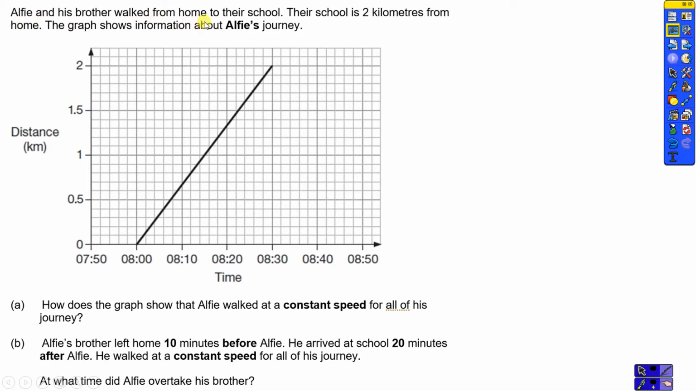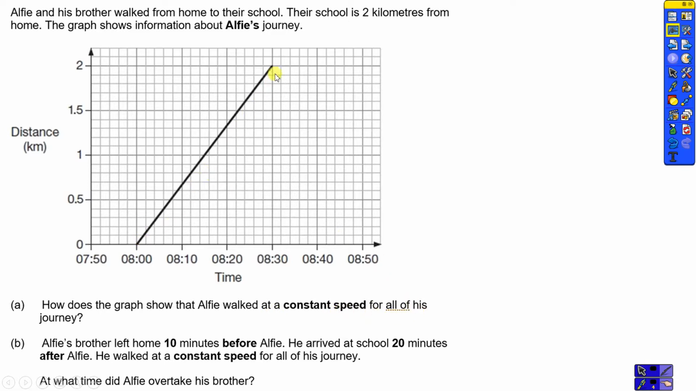Alfie and his brother walked from home to their school. Their school is 2 kilometers from home. The graph shows information about Alfie's journey. How does the graph show that Alfie walked at a constant speed for all of his journey?